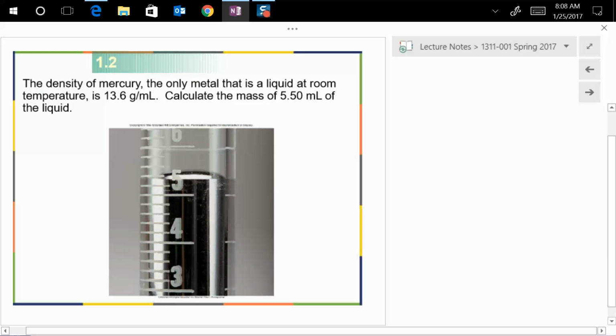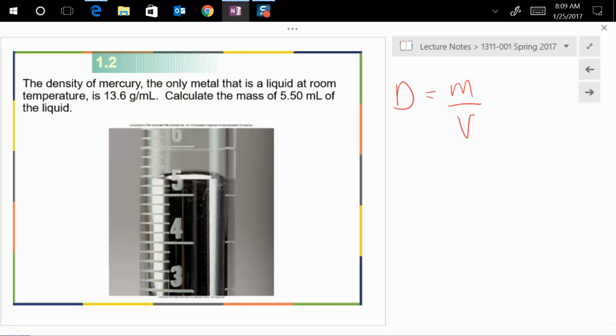The density of mercury, the only metal that is liquid at room temperature, is 13.6 grams per milliliter. Calculate the mass of 5.5 milliliters of the liquid. So what am I solving for? Mass. My equation is density equals mass over volume. On your reference sheet, that's the equation you get. So that's the one you're starting with. So from that equation, what is the equation to solve for the mass?